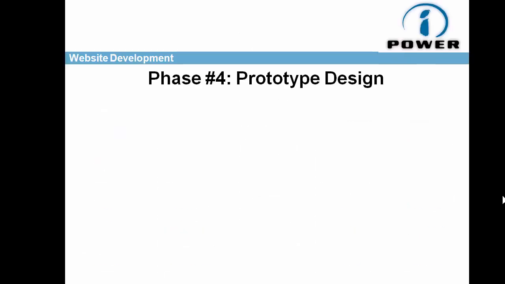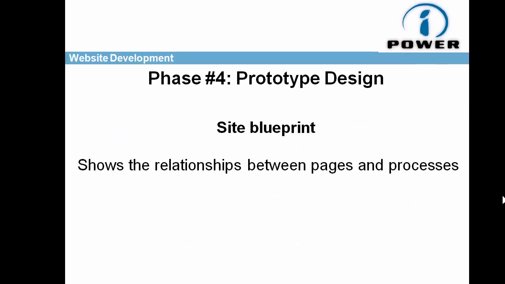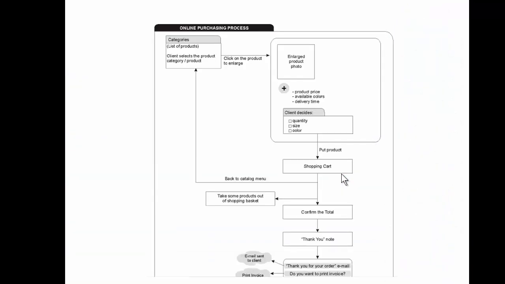And then the next step is called Site Blueprint, which is kind of taking your sitemap to the next level and showing all the relationships between different pages and or processes. Like, for example, that's actually exactly the same client.